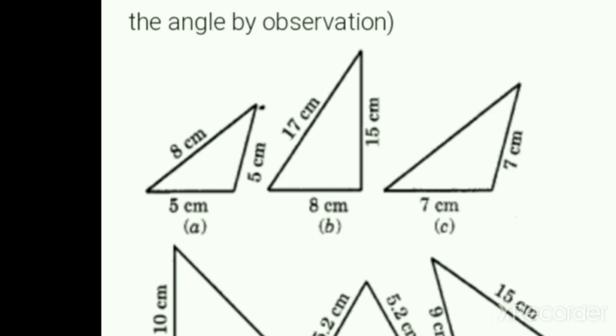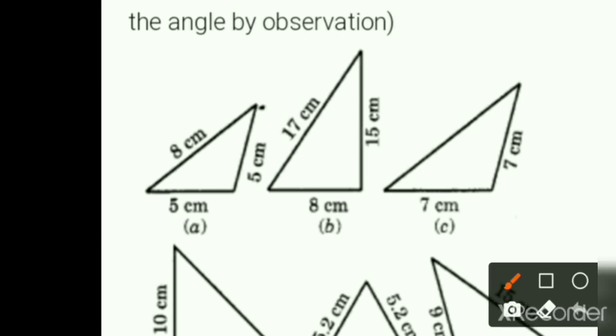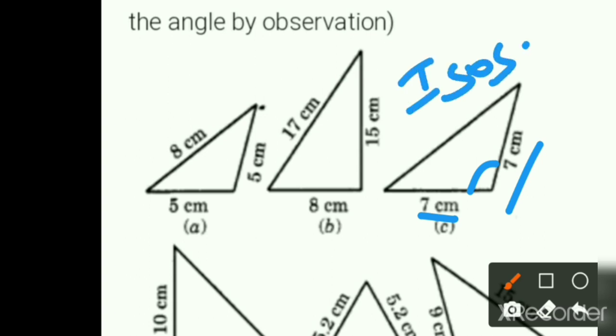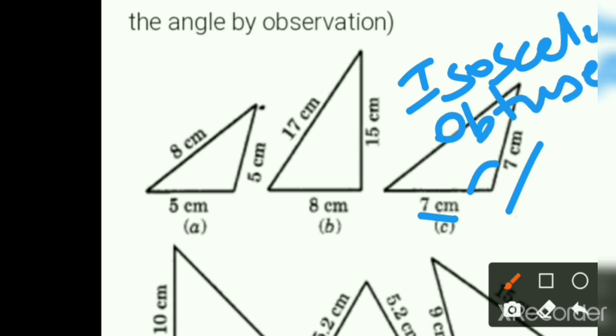In C subdivision, two sides are given as 7 centimeters. Okay, so if two sides are the same, then it is an isosceles triangle. So based on the sides we can say it is an isosceles triangle. And what about the angles? This angle is greater than 90 degrees. Okay, so we can say isosceles and obtuse angled triangle. Clear, children?